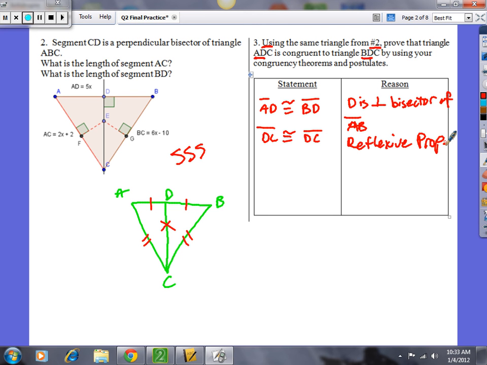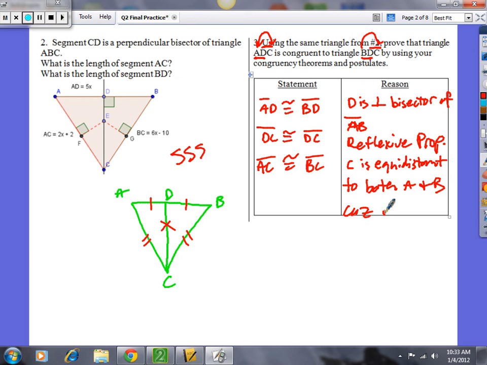And the last, let's go from A to C. So segment AC is congruent, and because I went A to C, I'm going to go B to C. So AC is congruent to BC because C is equidistant to both A and B because it's on the perpendicular bisector of AB.